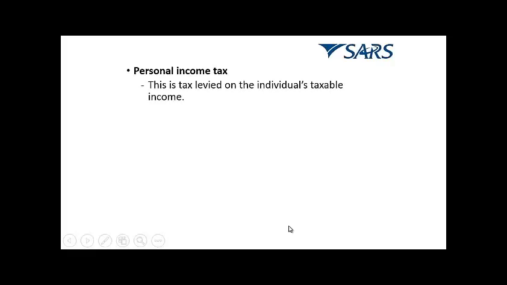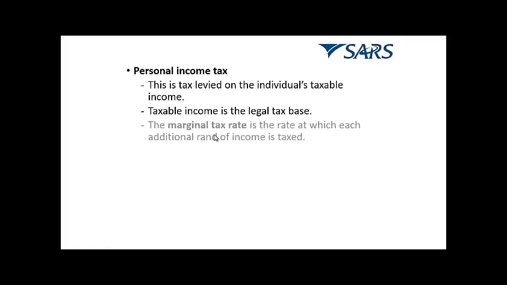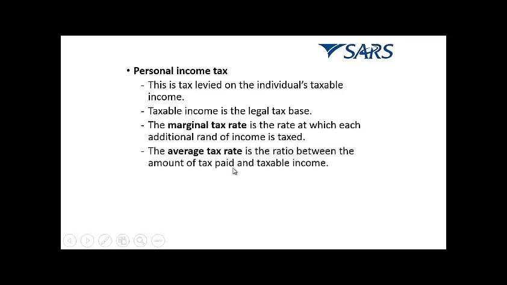So if we look at personal income tax, that is tax levied on a person's taxable income. So the taxable income is the legal tax base. The marginal tax rate is the rate at which each additional rand of income will be taxed. So if you earn more, what percentage tax will you pay on that income? And then the average tax rate is the ratio between the amount of tax paid and your total taxable income. Personal income tax in South Africa is progressive, and we will explain that a little bit in more detail now.